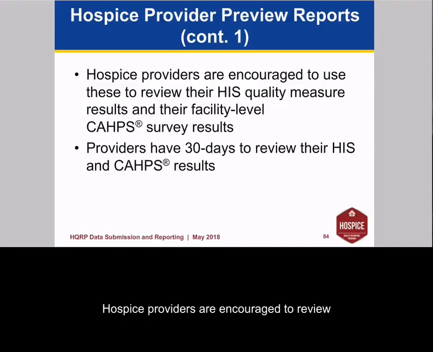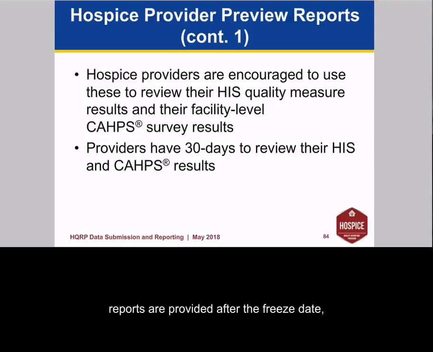Hospice providers are encouraged to review their Hospice Item Set or HIS quality measure results and their facility-level CAHPS survey results. Prior to each quarterly release of data on Hospice Compare, hospice providers are given the opportunity to review their results during the 30-day preview period using the Provider Preview Reports.